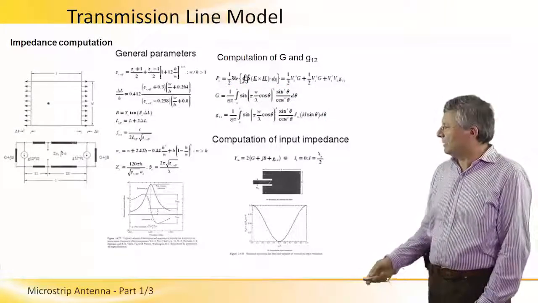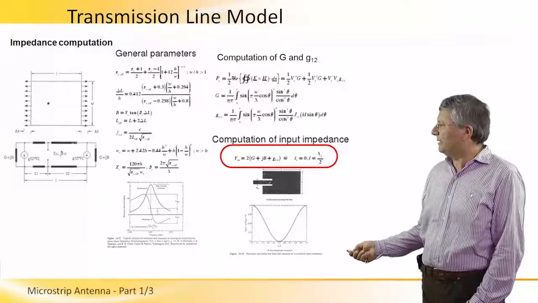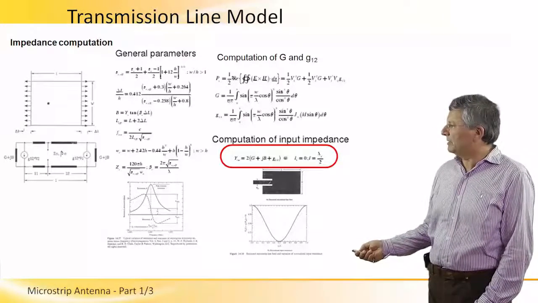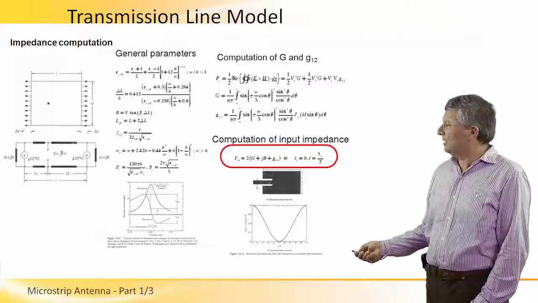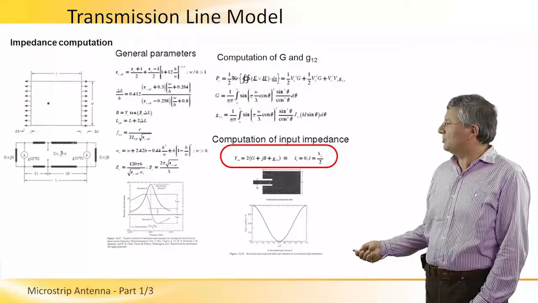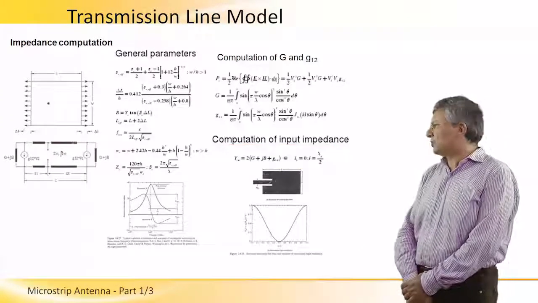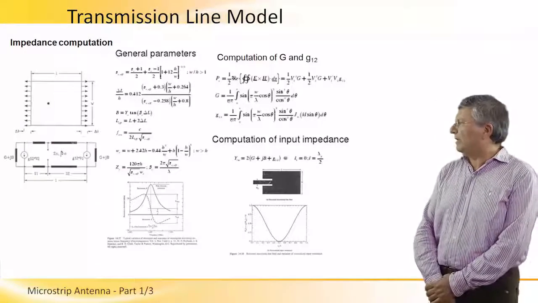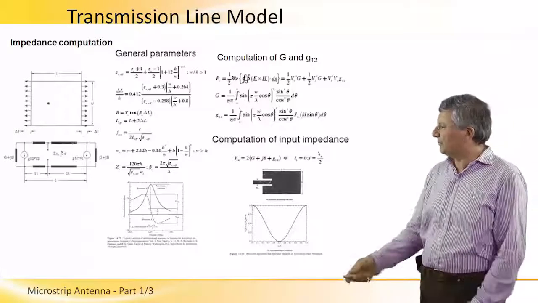For the simple, particular case in which L is equal to lambda over 2, we obtain that the total input impedance at one of the edges is equal to 2 times G plus JB plus G12. So this is a very simple formula to obtain the input admittance.